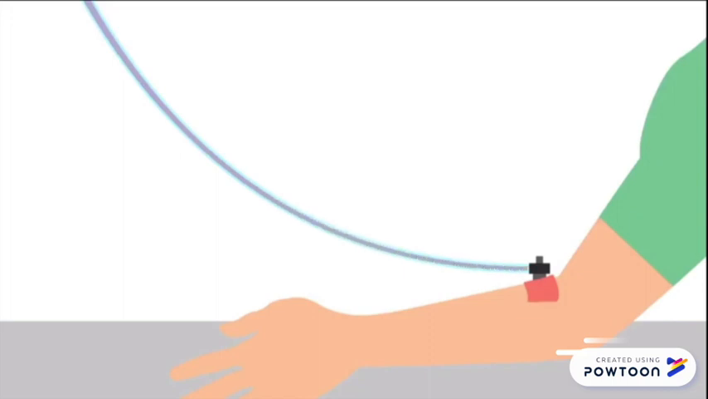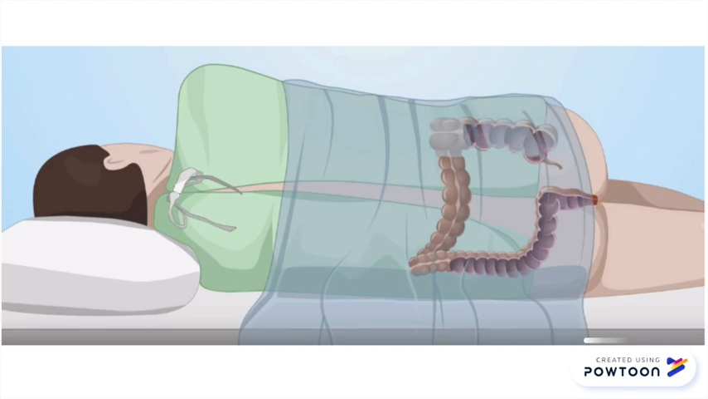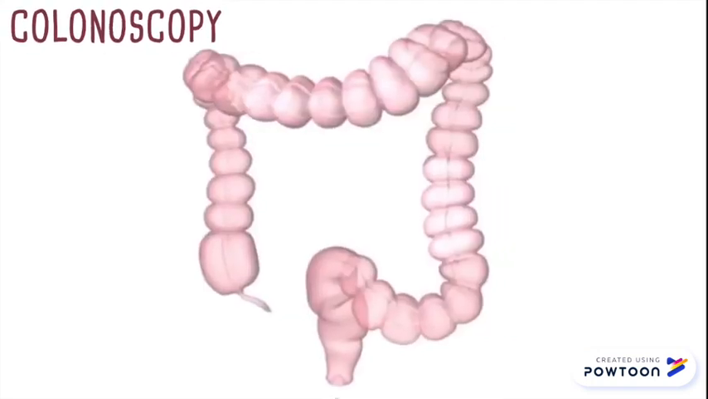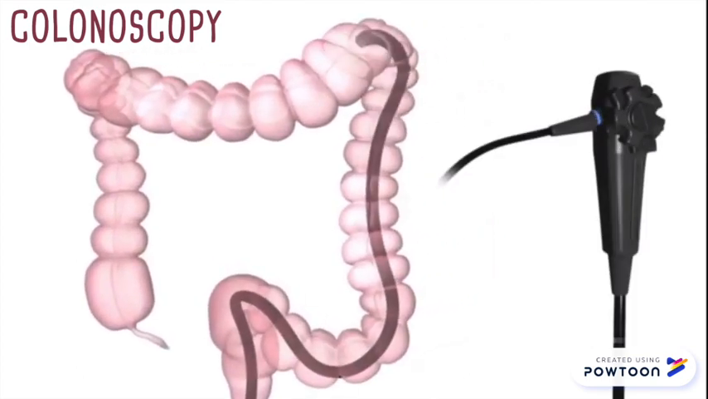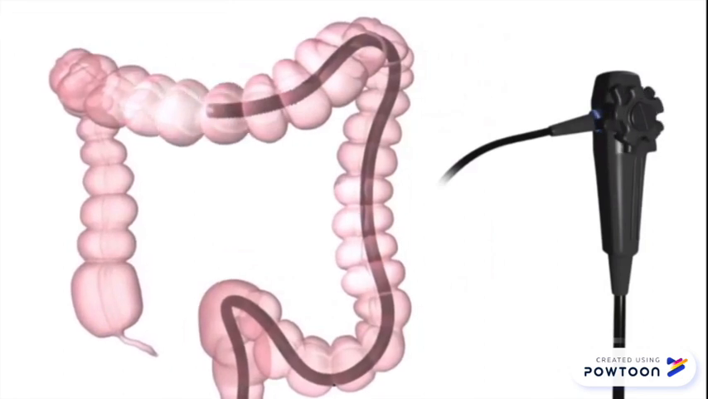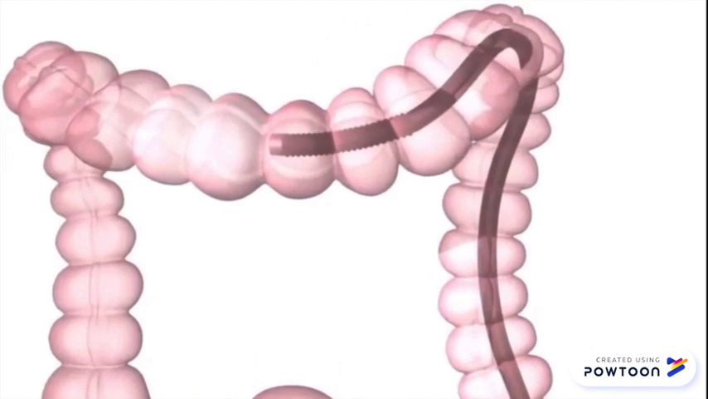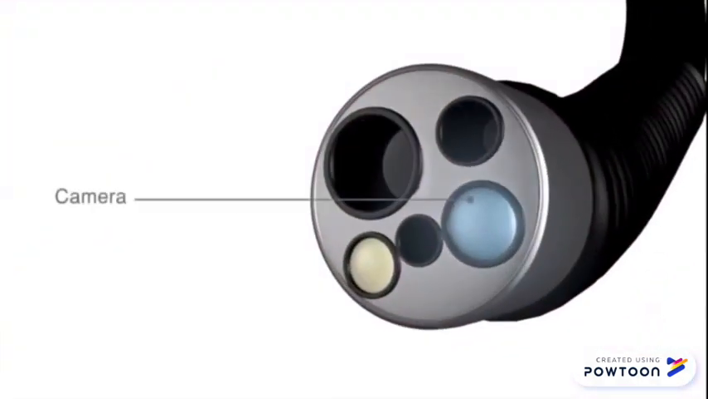Firstly, the patient is given a pain reliever and a sedative intravenously, so they are relaxed and slightly drowsy. The patient is asked to lay on their left side with their knees drawn up towards their chest, and a small amount of air is used to expand the colon. Next, a long flexible tube with a camera attached to one end, known as a colonoscope, is inserted into the patient's anus and navigates its way into the rectum and colon. The camera continuously scans the lining of the colon walls to examine for any abnormal tissues such as polyps.